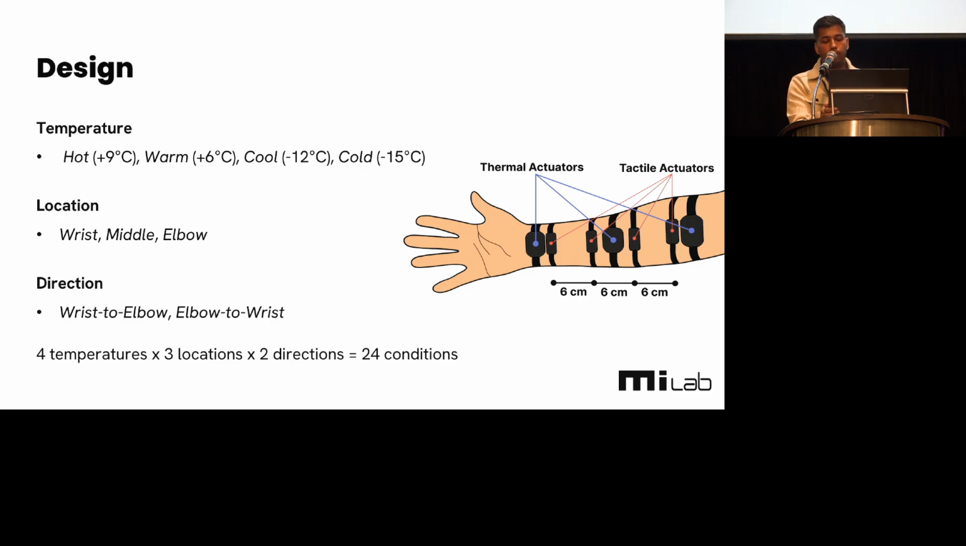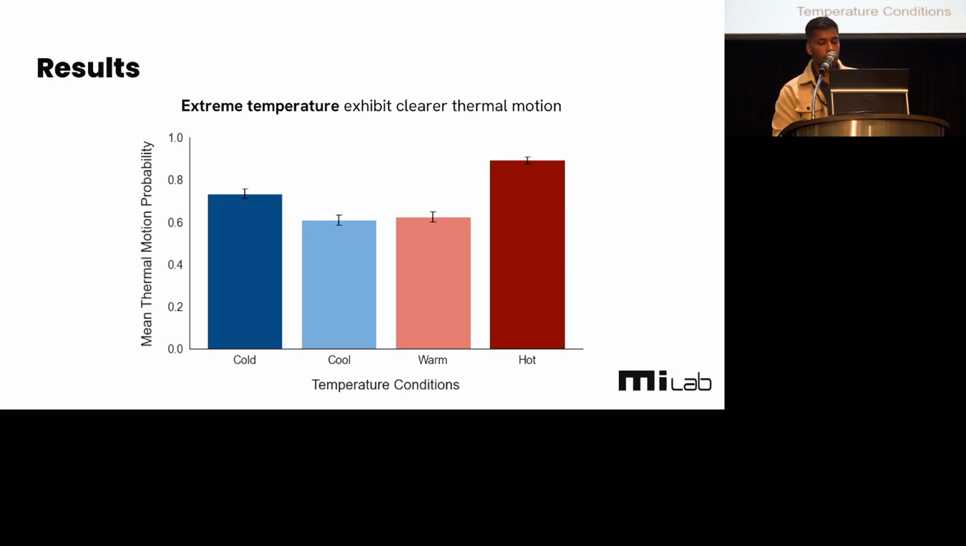We examined the best placement for the thermal actuator by positioning it at 3 different locations: the middle, the wrist, and the elbow. We tested 2 motion directions, from wrist to elbow and from elbow to wrist. For each trial, participants were asked whether they could perceive the signal, and whether they could perceive the thermal cue moving along their forearm as a single continuous stroke.